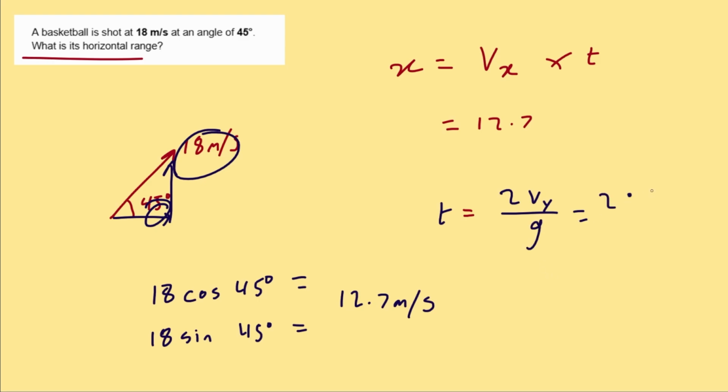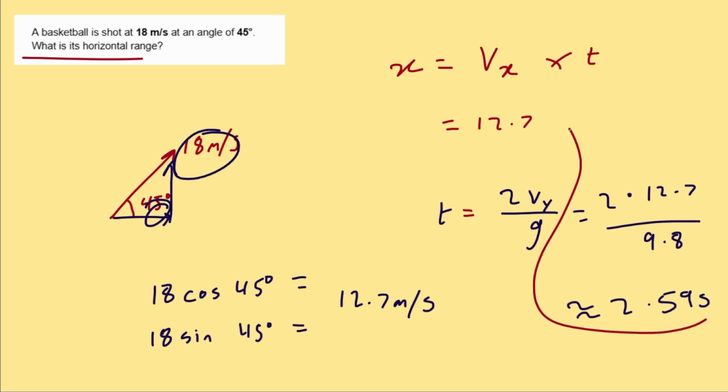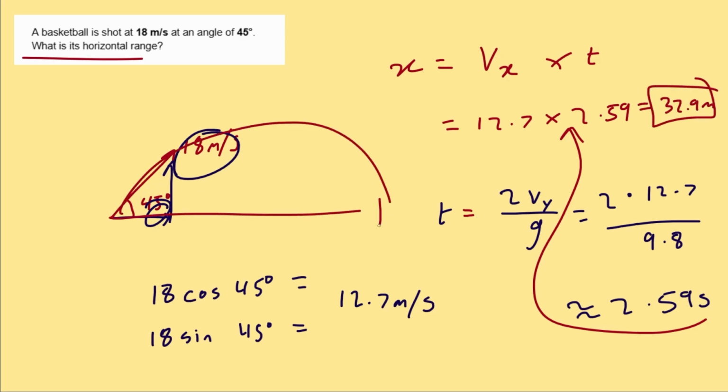That is 2 times 12.7 over 9.8, which is roughly 2.59 seconds. So that's the flight time. All we did was plug the numbers into the formula. And then we plug this into the range formula, giving us roughly 32.9 meters for our basketball.